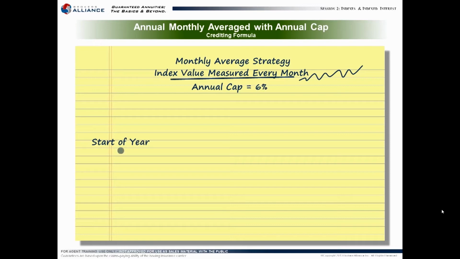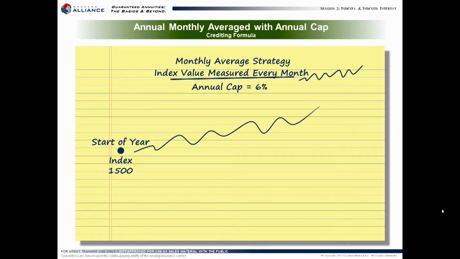That current cap is 6%, and that means that whatever this index does based on this measurement method, at the end of the year, the most we're going to be able to get interest crediting will be 6%. So the measurement begins at the start of the year. We look at what is the index value at that point, and let's just assume that that's 1500.